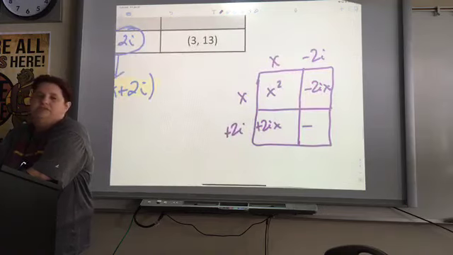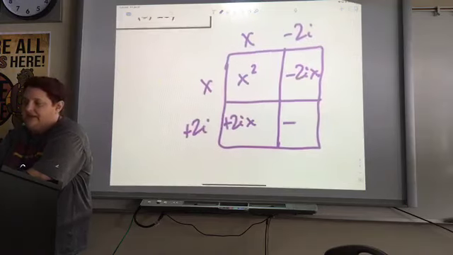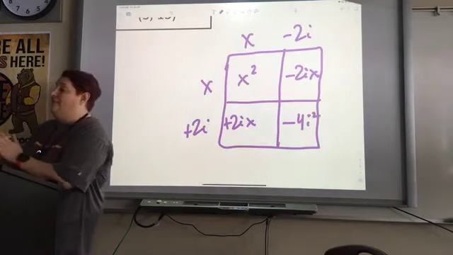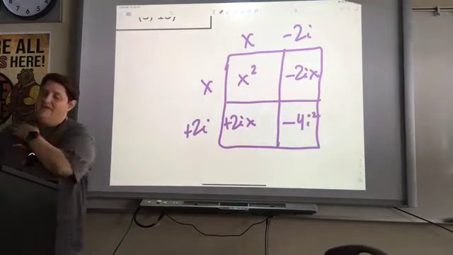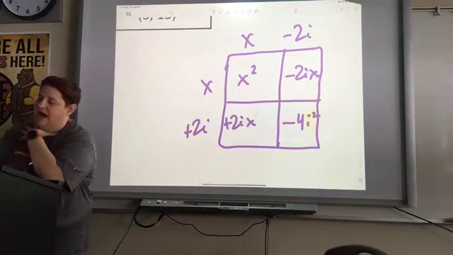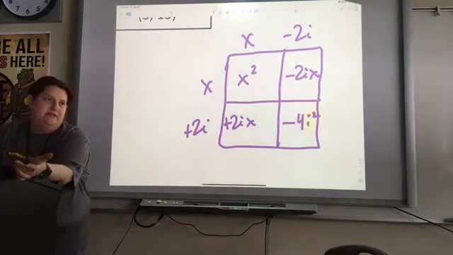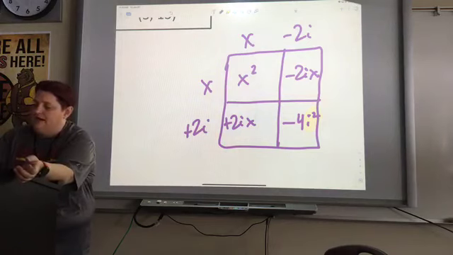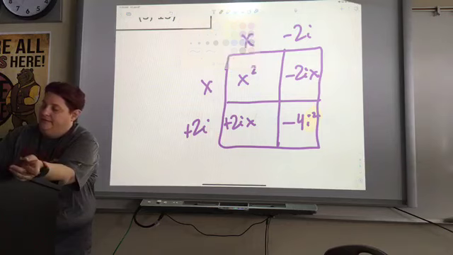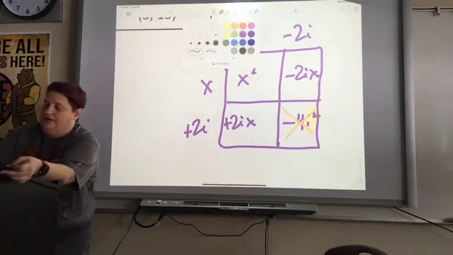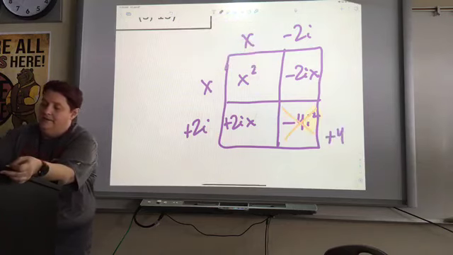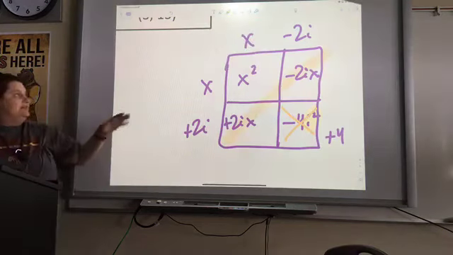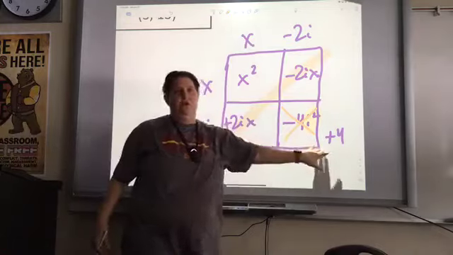Now this last box, you guys, what's positive 2i times negative 2i? Negative 4i squared. Right. And then the only thing you need to remember is i squared basically changes the sign of anything because i squared is negative 1. So what's negative 4 times negative 1? So you cross that out, get rid of the i and change it to a plus 4. And then the other two cancel. So what's the only thing that's left? X squared plus 4. Very good.